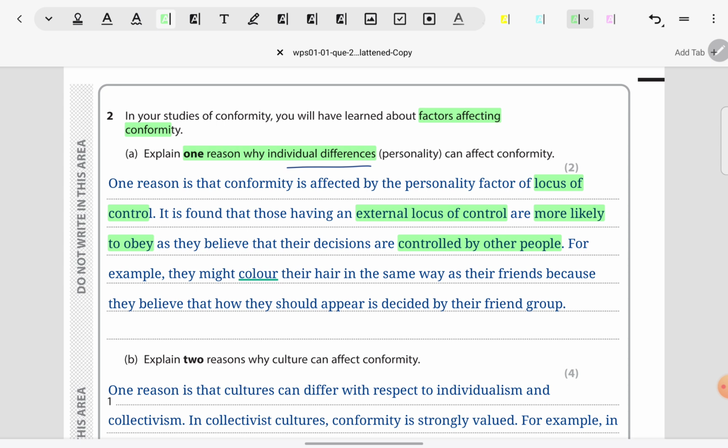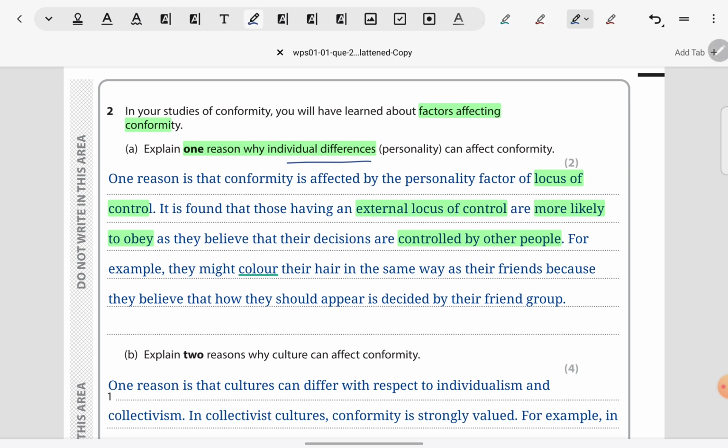Here we can also bring about the other locus of control, which is internal, and say that they are less likely to conform. Okay, firstly, this is a mistake. They should conform, not obey. So we can bring about the internal locus of control and say they are less likely to conform because they believe that they control their own decisions.